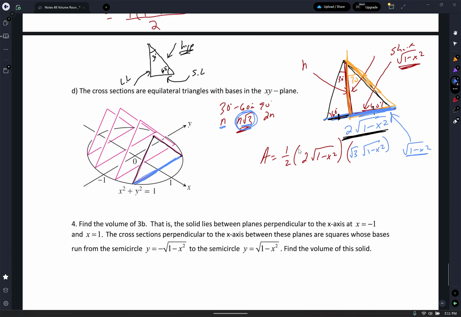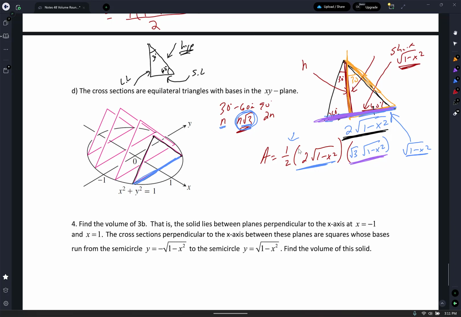And then, what is all this that I have here? Area of a triangle is 1/2 base, which is all of this. Not to be confused, I know, because I keep talking about two different triangles. All of this is the base of this one big equilateral triangle times the height of that equilateral triangle. Base times height divided by 2.